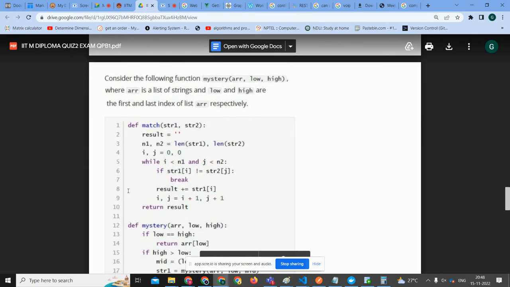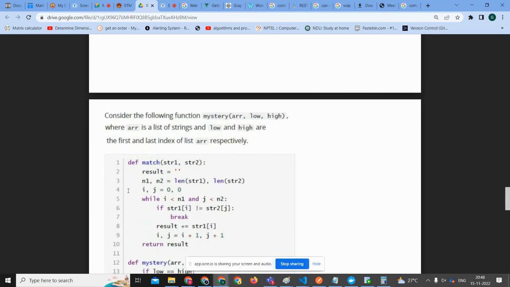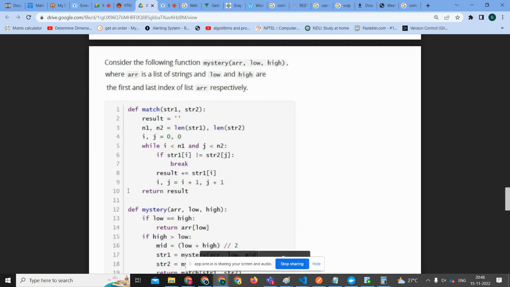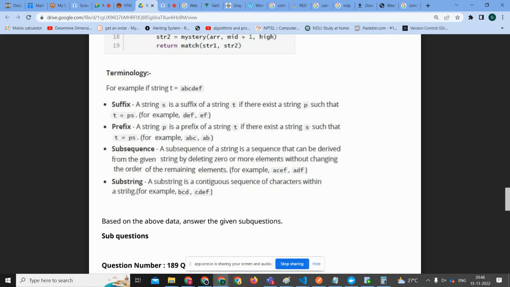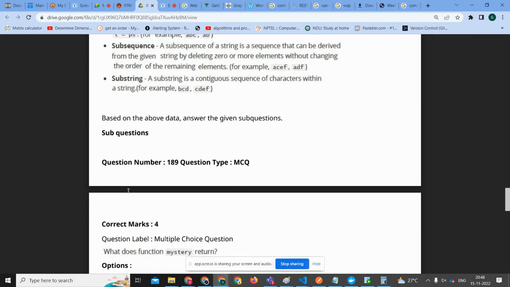Okay, so we come to the next question. Wait a minute, what is this? Low, high, array, last index, match, mystery, suffix, prefix, subsequence, substring. Okay, substring question.